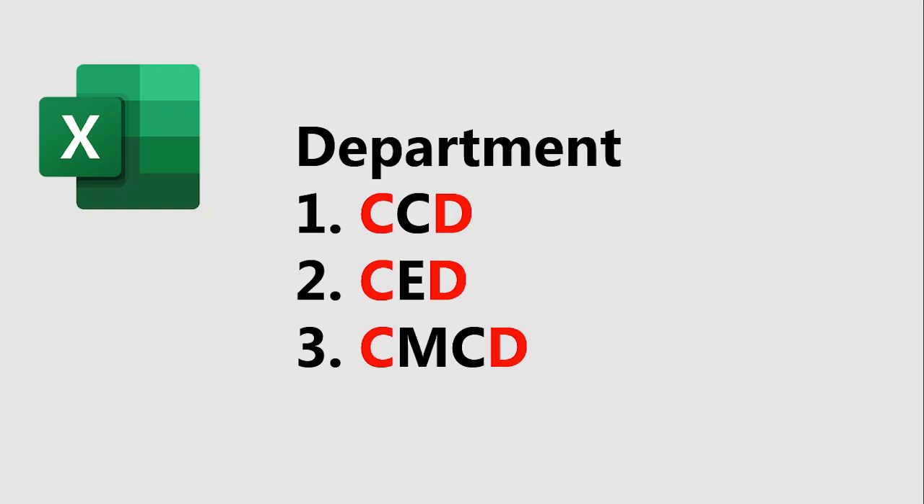So if you see number 3, CMCD, it begins with a C, ends with a D, but there are two characters in between, MC. However, number 1 and number 2 begin with C, end with a D, but there is only a single character in between that.